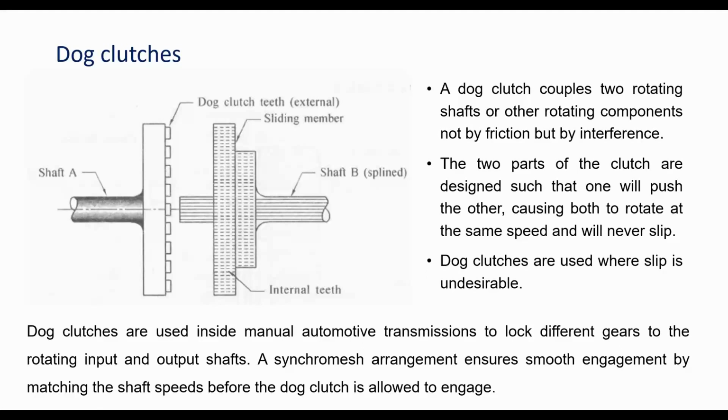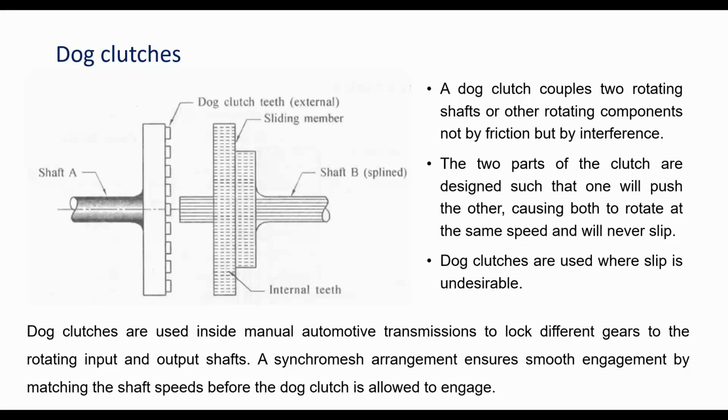The two parts of the clutch are designed such that one will push the other. So there will be a tight force. Force acts from both the ends, from shaft A end and shaft B end. So there will be a tight contact without any friction. The rotation takes place, where slip is totally undesirable.